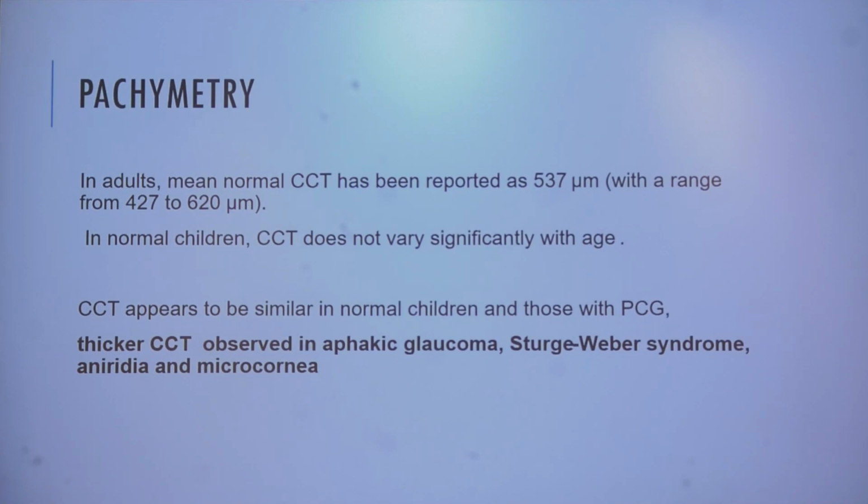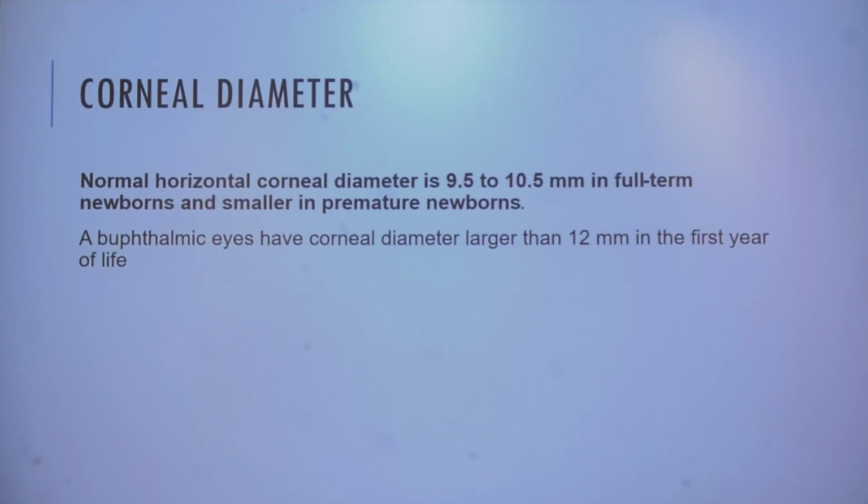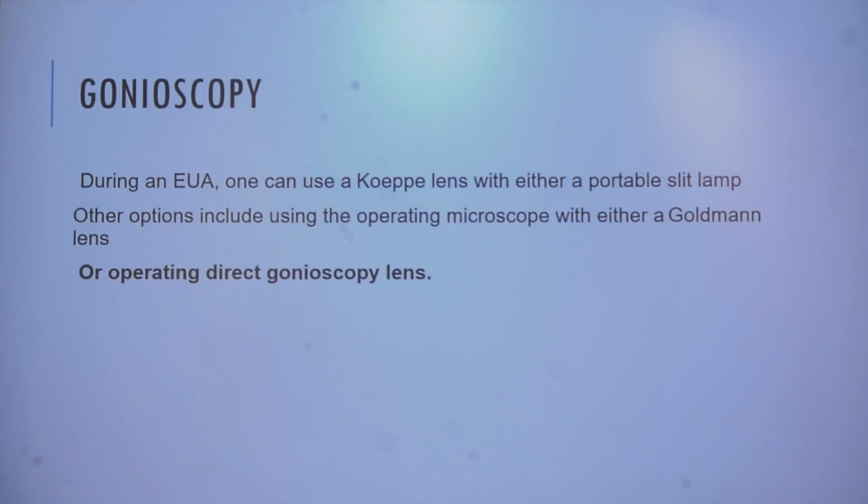CCT appears to be similar in normal children and those with PCG, except in a few of the glaucomas like aphakic glaucoma, Sturge-Weber syndrome, aniridia, microcornea, where there can be a very thick pachy and it will affect the IOP readings. Corneal diameter is normally around 9.5 to 10.5, and buphthalmic eyes are definitely more, even more than 12 millimeters in the first year of life.